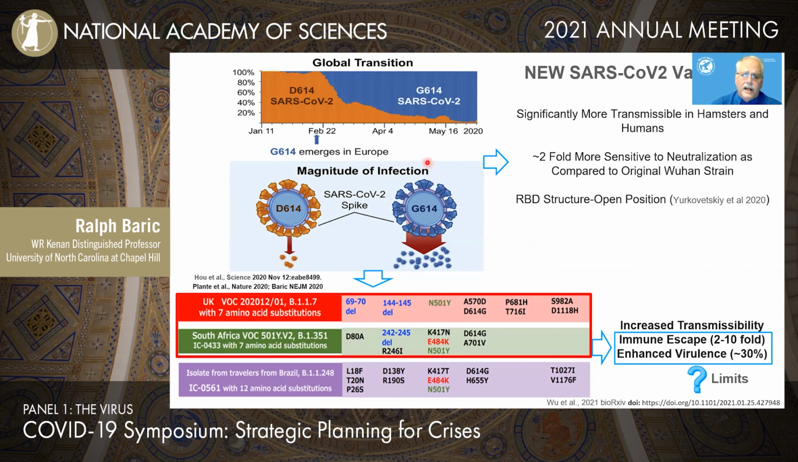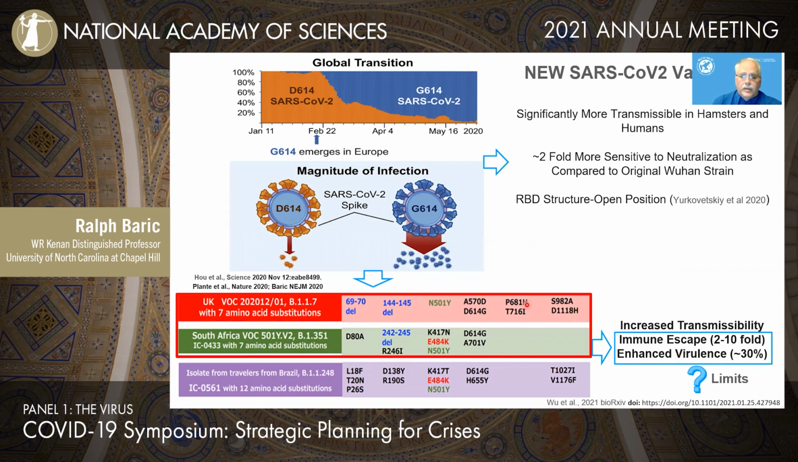It was also the progeny, the parent, to all the existing variants that we talk about today, like the UK variant, the South African variant, and the variant in Brazil. These variants also have increased transmissibility. They can escape immune neutralization responses by 2 to 10-fold, depending on who does the assay, and they have enhanced virulence, at least some of them do, in humans, including the UK variant.